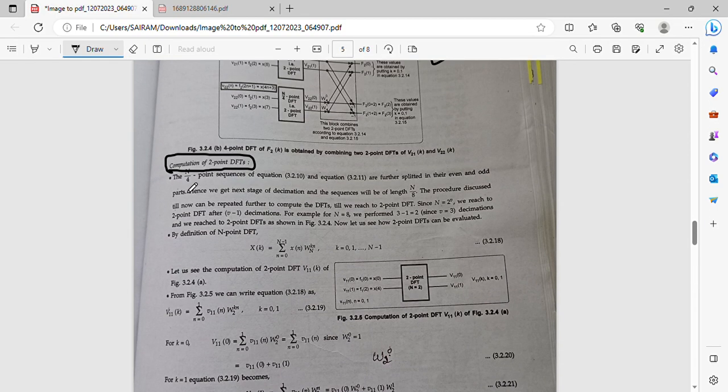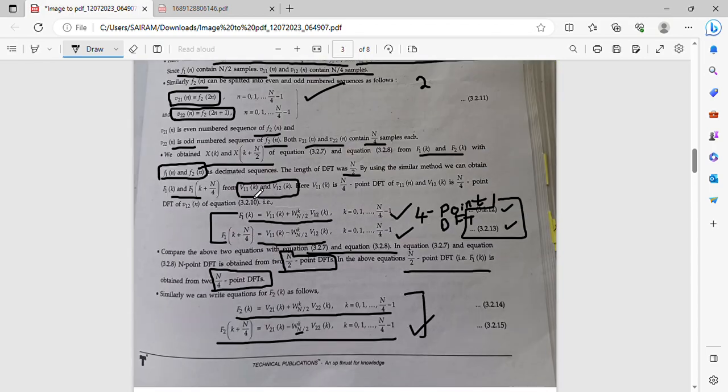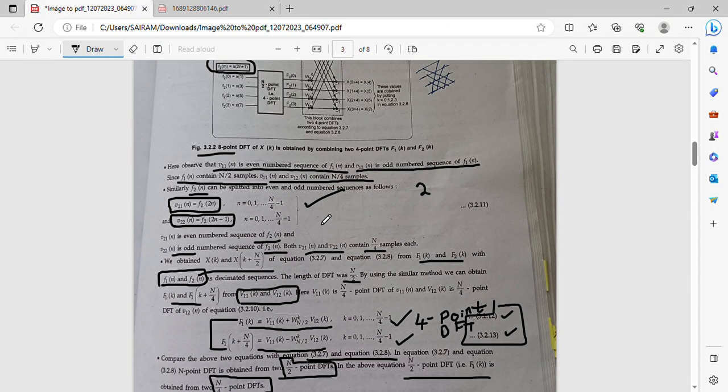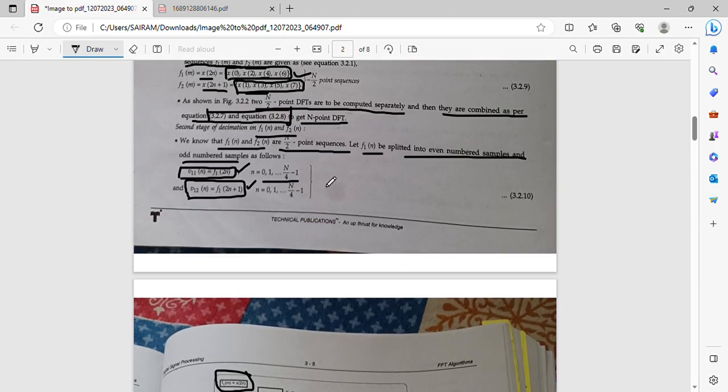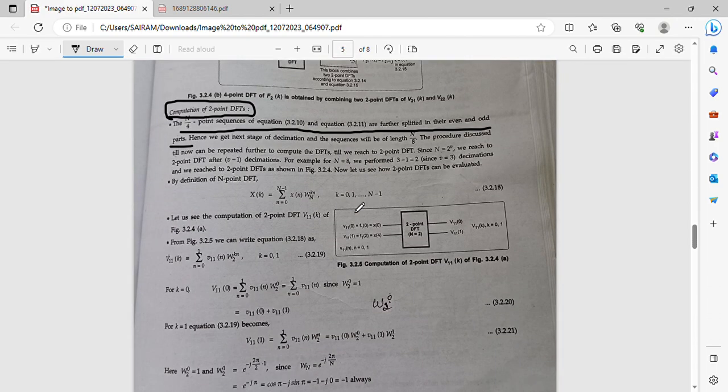And here you can see that the N by 4 point sequences in equation 3.2.110 and 3.2.111, so that has been split into their even and odd parts. So N by 4 point sequences of 3.2.110 ಯಾವುದು 3.2.110 ಮತ್ತೆ 11 ಇದು ಅಲ್ವಾ. So ಇದನ್ನ ಮತ್ತೆ ಇದನ್ನ ನಾವು ಸ್ಟಿಲ್ ಡಿವೈಡ್ ಮಾಡ್ತಾ ಇದೀವಿ. So when we still divide, here you can see that we get the next stage of decimation, and the sequence will be of length N by 8. The procedure discussed till now can be repeated further to compute the DFT.